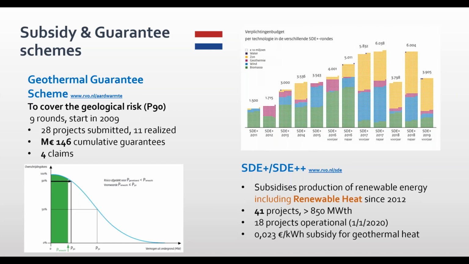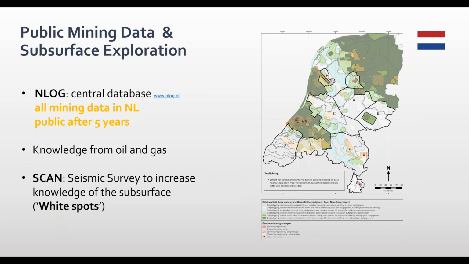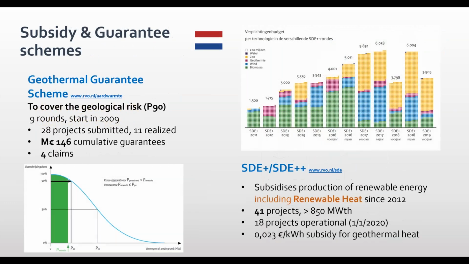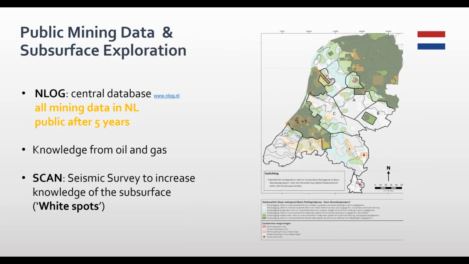So you can see there are over 40 projects in total now, so many are in the pipeline already, and we expect to be heading for the 2030 goals if all these projects will be realized, and basically the subsidies are for a large part already in place. Next, please. So apart from the risk guarantee and the subsidy scheme, I think 2 other things are very important.